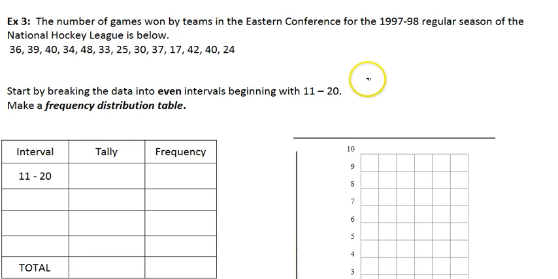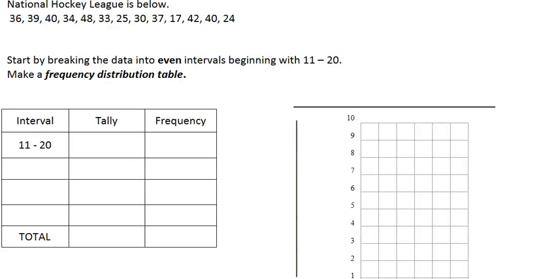I have some data here from 1997 through 1998, again really old data, from the Eastern Conference of the NHL. This is how many games the different teams won. Here's what we do to make a histogram. First of all, you split your data into different intervals, and you can make your intervals whatever you want normally, which is one way that people can do funky things with statistics.